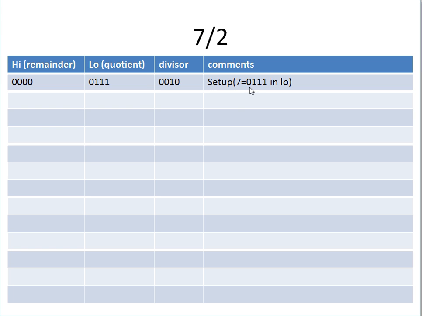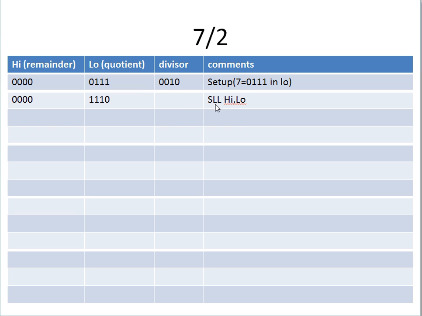So 7 is 0, 1, 1, 1. We put that in low. High gets 0. And the divisor is 2, so we put 0, 0, 1, 0, 2 in binary, into the divisor. So that's our setup of the problem. Remember, our steps are going to be, we're going to do this 4 times. So again, we have our 4 little sections here.